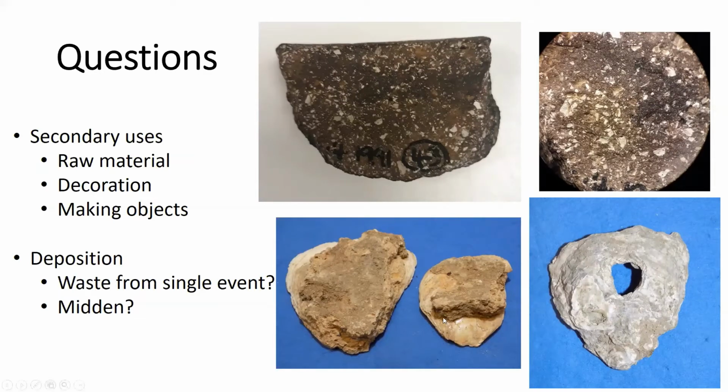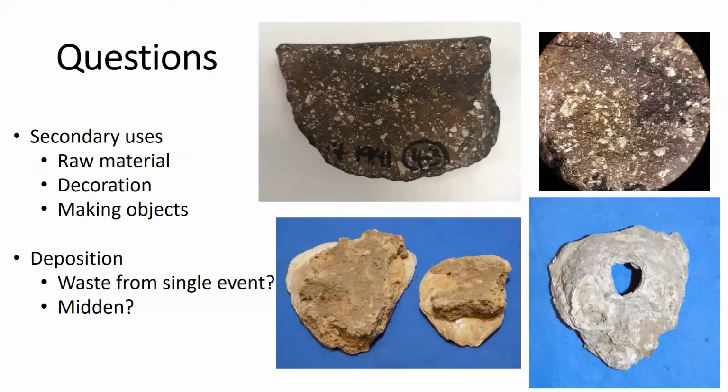And the other option is the shells might be used in craft activity or simply reused as objects in and of themselves. So there's evidence of shells being used for pilgrims' badges, for instance, or shell being used as a raw material for making buttons. And here's an example of a shell from Leicester. It's had a big hole punched through it, so possibly it was being used as a weight of some kind.